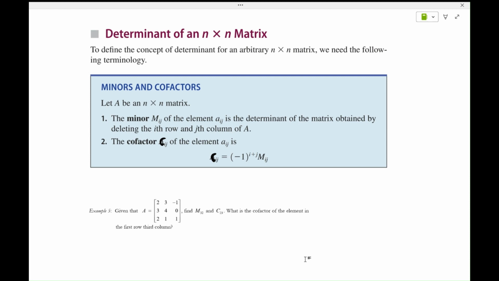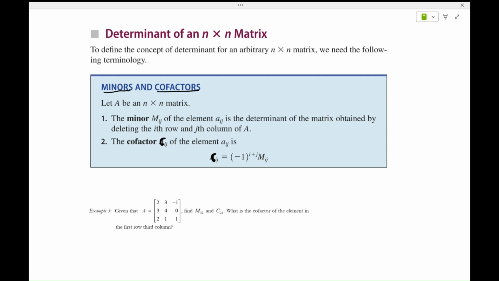But today we're going to talk about a method we can use to find the determinant of any n by n matrix. It can work for 3 by 3, it can work for 4 by 4, it can work for 100 by 100. But before we go into that, we need to discuss two terminologies called the minor and cofactor. We assume that A is an n by n matrix, so A is a square matrix.